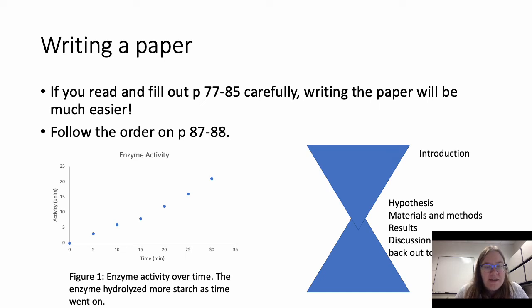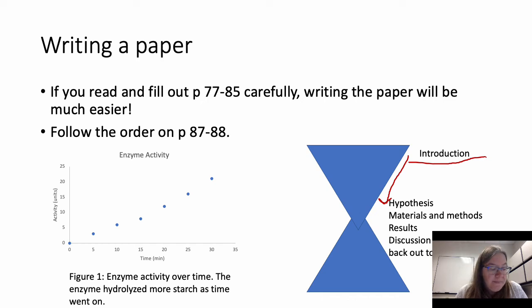I like to draw the kind of two trials thing. Your introduction is going to start broad, so maybe talk a little bit about what an enzyme is, what amylase is, what starch is, and you're going to narrow down to your hypothesis. Now at this point you should have already written your hypothesis, so that's pretty straightforward. That goes at the end of the introduction.